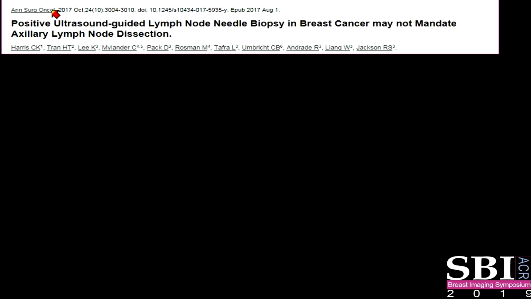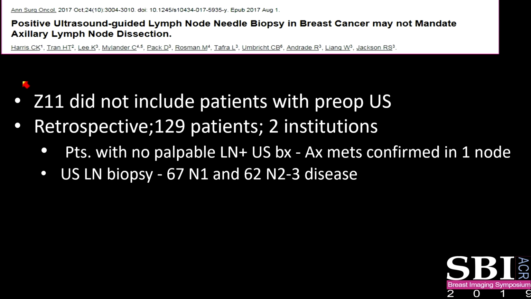This is a paper from Annals of Surgical Oncology, 2017. It says positive ultrasound-guided lymph node biopsy in breast cancer may not mandate axillary lymph node dissection. The premise of this paper was that Z11 did not include patients with pre-op ultrasound. So they retrospectively studied, granted this is a smaller number, 129 patients from 2 institutions. Patients did not have any palpable lymph nodes. They had a positive biopsy, and there was at least 1 confirmed node which had axillary metastases. They had 67 N1 and 62 N2, N3 disease.